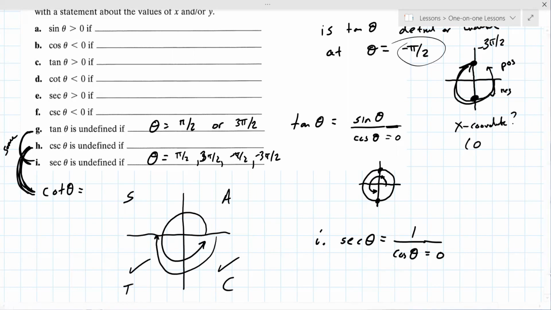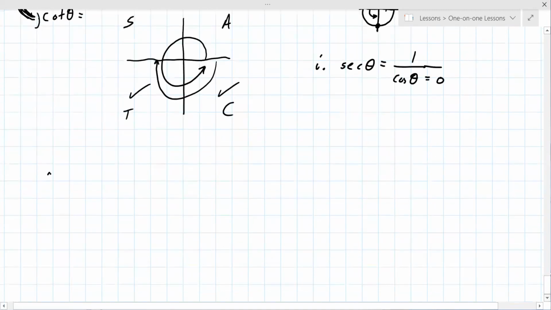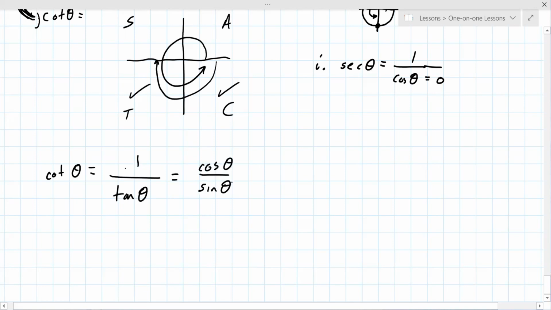All right, so let's look at cotangent of theta. We'll call this letter J. Where is it undefined? Well, cotangent is many things. It is 1 over tangent of theta, which is not very useful, but it is cosine theta over sine theta, because you just flip them. Got it. That's right.